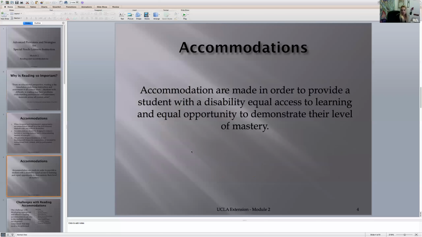So accommodations are essentially made in order to provide a student with a disability equal access to learning and equal opportunities. If you remember back to, for example, Special Education 101, we're referring to least restrictive environment and free and appropriate education. We want to make sure that we are including all aspects of IDEA, and providing students with accommodations are all part of that.